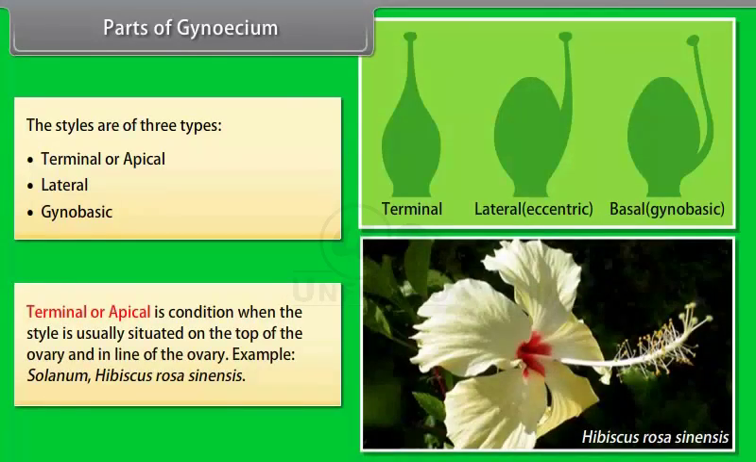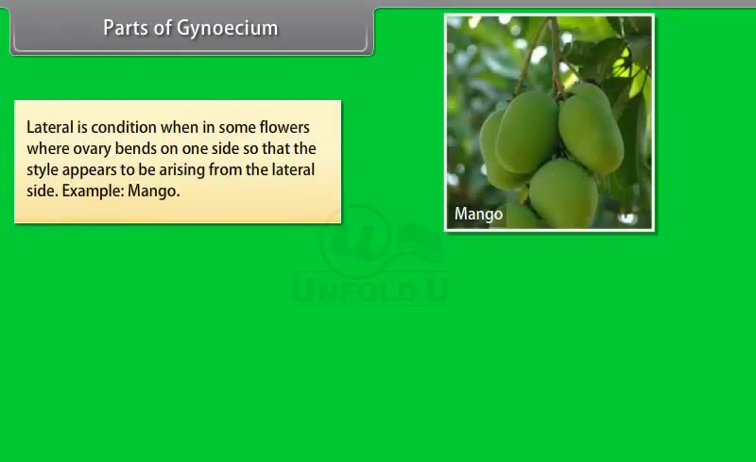Terminal or apical is the condition when the style is usually situated on the top of the ovary and in line with the ovary. Example, Solanum, Hibiscus rosa-sinensis. Lateral is the condition in some flowers where the ovary bends to one side so that the style appears to be arising from the lateral side.